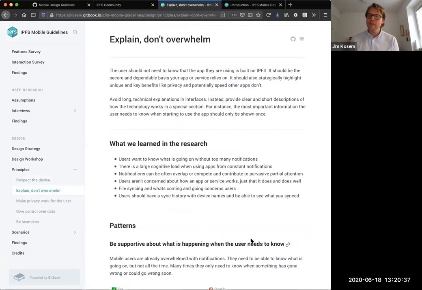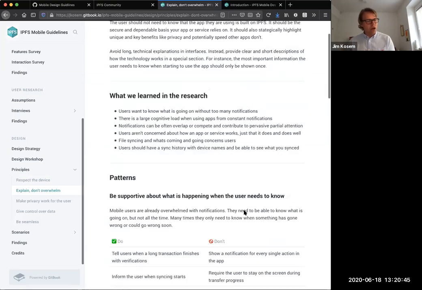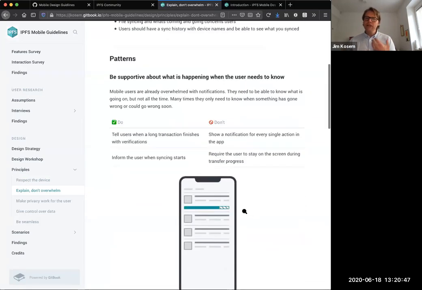Exactly like Dietrich said, it's really hard to tease out. And this one was also hard to tease out, which is this idea about not overwhelming the user with information. A lot of it is about being supportive, or just enough supportive, about what is happening and when, and being gentle about things and not overwhelming the user, but with the notifications or confirmations necessarily.